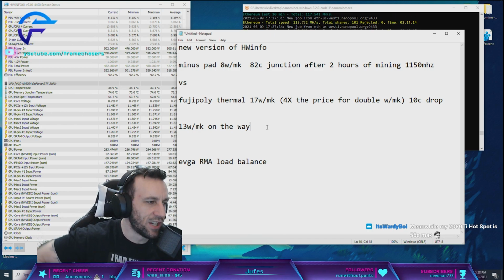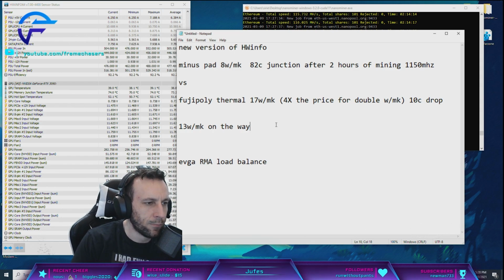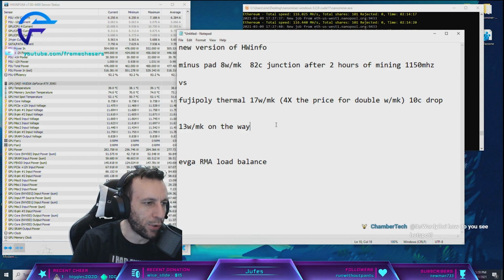2080 Ti is fucking sick. I can't wait to get that Extreme going, dude. Well, yeah, of course hash rate's going to go up when you increase power limit.